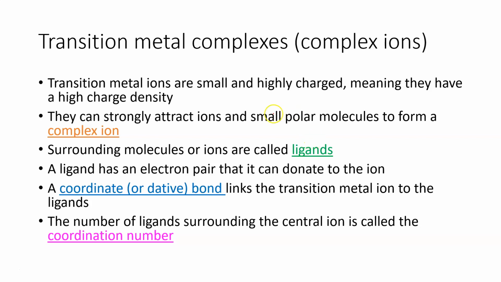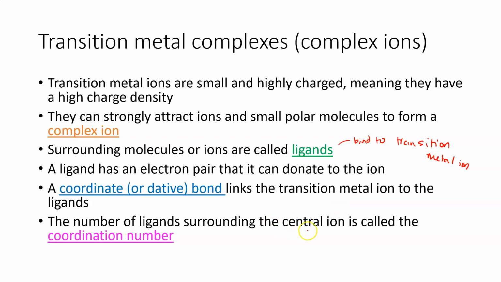We refer to anything that forms a dative bond to the transition metal, so these are small molecules or ions, as ligands. So these are what bind to the transition metal center, usually the transition metal ion. They can be a number of different things. The ligand must have an electron pair that it can donate to the ion. So these are going to be negatively charged, or essentially they must have a lone pair. This is because it is a coordinate or dative bond. So both those electrons are coming from the ligand and being donated towards the transition metal ion.